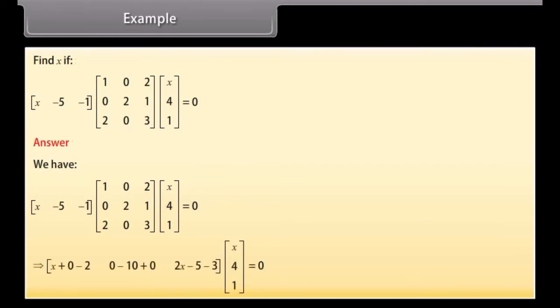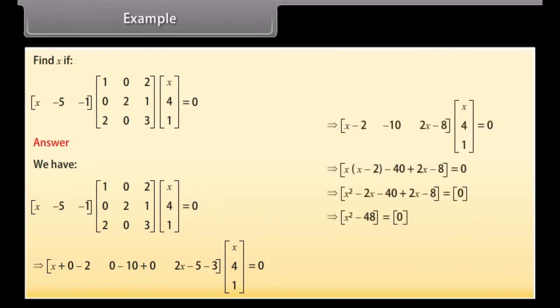It implies that the matrix [x+0-2, 0-10+0, 2x-5-3] multiplied by [x, 4, 1] is equal to 0. Solving this, we get x squared minus 48 is equal to 0. It implies x squared is equal to 48. It implies x is equal to plus or minus 4 square root 3.